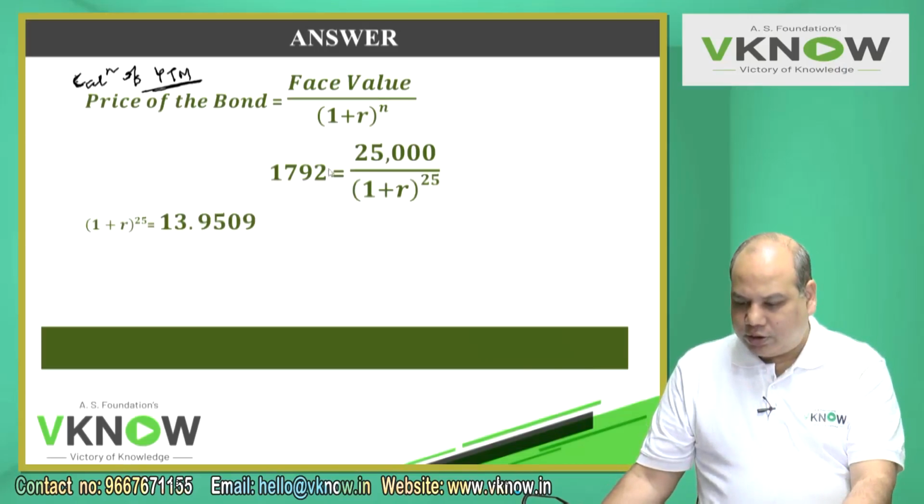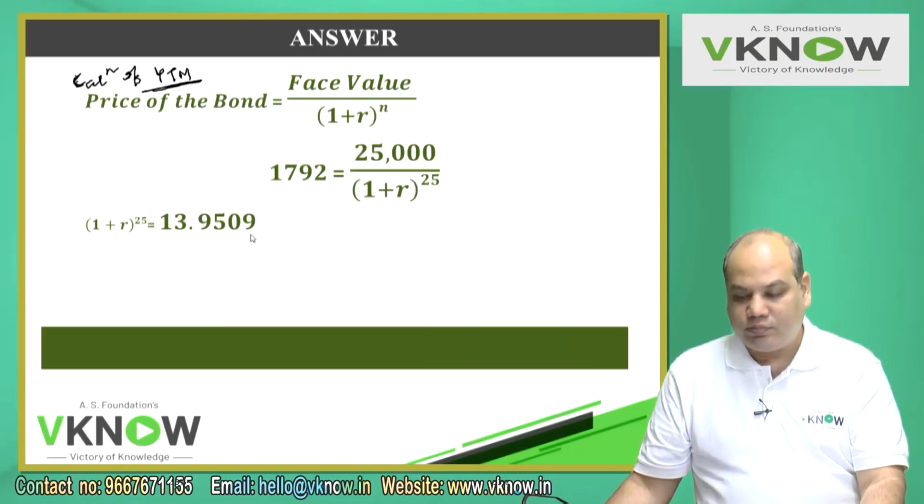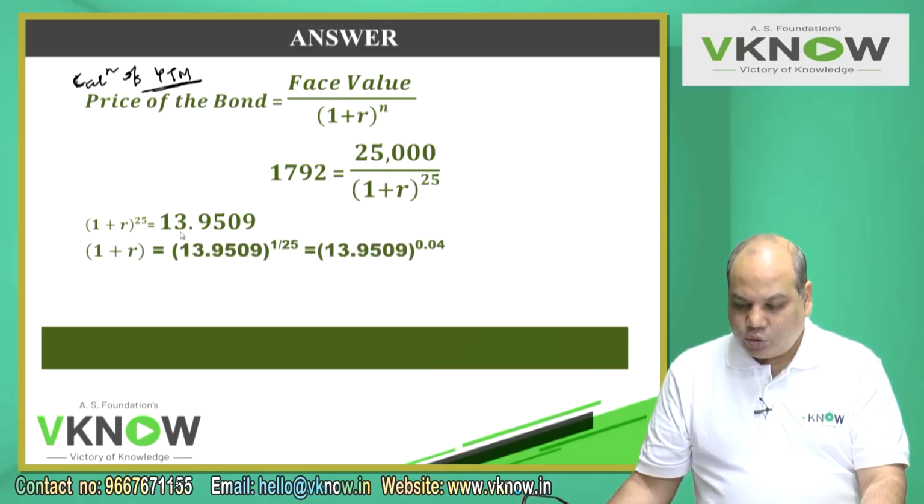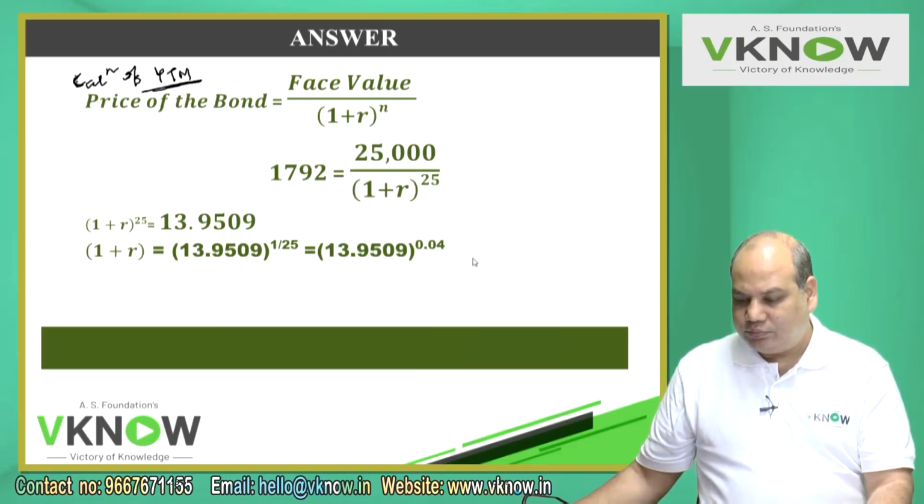So we will now write it like this: 1 plus r to the power 25 is equal to 25,000 divided by 1792, which is coming to 13.9509. Which means 1 plus r will be the 25th root of this number. So 13.9509 to the power 1 by 25, which is equal to 13.9509 to the power 0.04. Check the mathematics. Is it right?